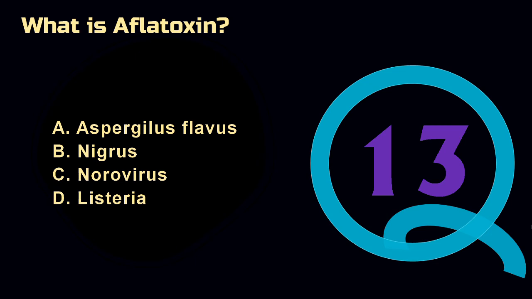aflatoxins are a family of toxins produced by certain fungi that are found on agricultural crops like maize, peanuts, cotton seeds, and nuts. These produce the aflatoxins, and the names of these fungi are Aspergillus flavus and Aspergillus parasiticus. So, option A is the correct answer to question number 13.